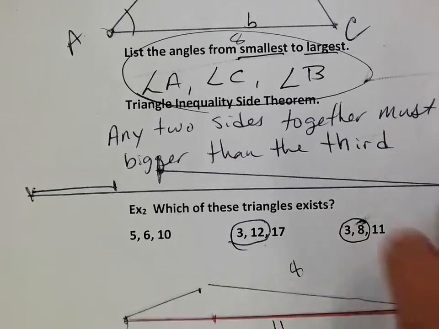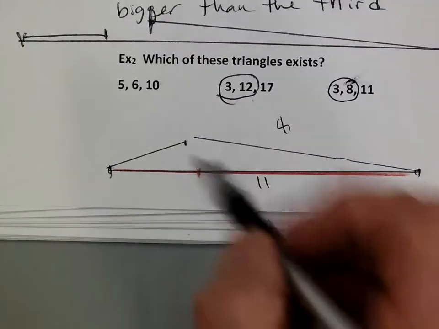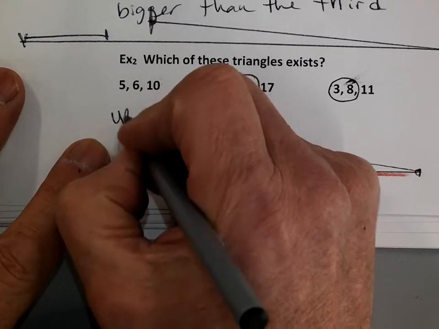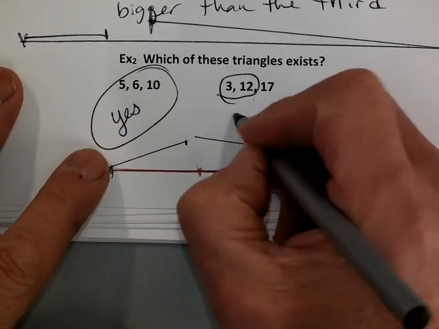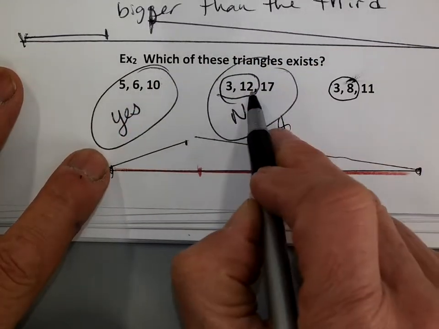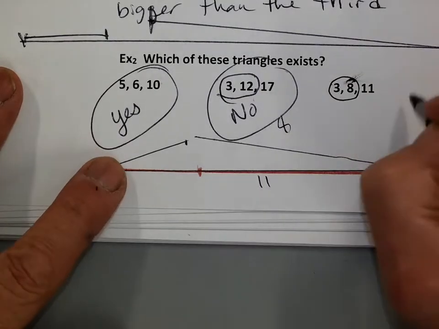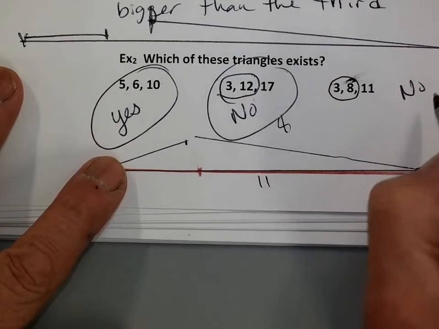So that's all I have for today. So this one, yes, this will exist. You can draw that triangle. Cannot draw that triangle because these two added together will not make 17. This one's no because they have to be bigger, not equal. That one will not exist either.